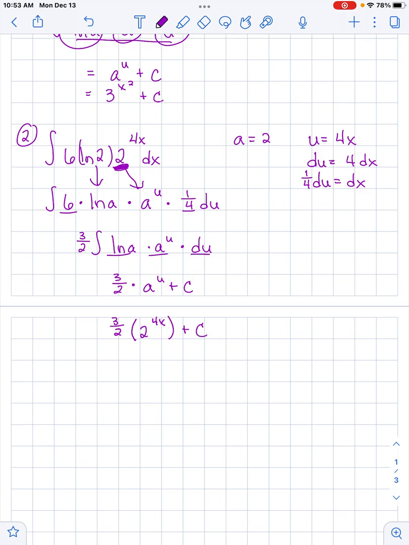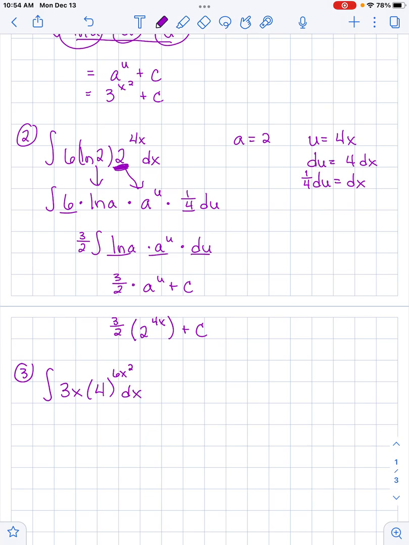Okay, I'm going to give you one to try on your own. And then we'll do something just a little bit harder, and then that's pretty much it. So give this a shot. Let's see, I've got 3x times 4 to the power of 6x squared dx.